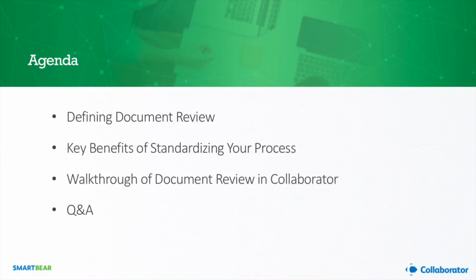So today we're going to define, what is document review? What do we mean by that? And how can you communicate it amongst your team? We're going to talk about the key benefits of this. So what do you get when you standardize your process? What are the things that you're missing right now that you might not even know about? And then we're going to walk through document review in Collaborator a little bit, to show how someone might leverage Collaborator to standardize their document review across their team. And then, of course, we're going to have some time for any questions that anyone has.